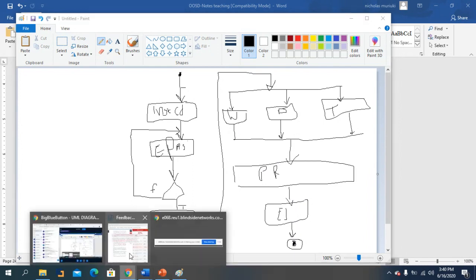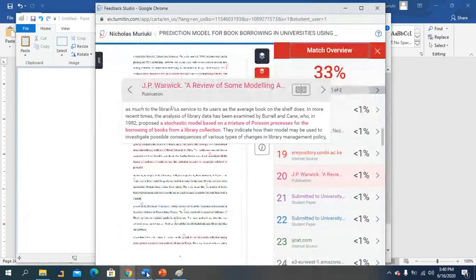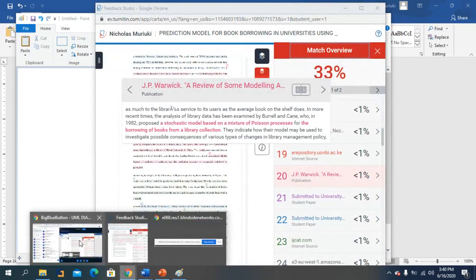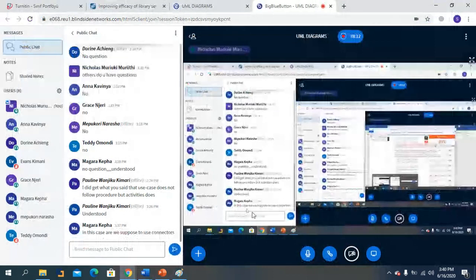Are we getting what you are drawing here? Sorry, are we getting what you are drawing? Are we getting?